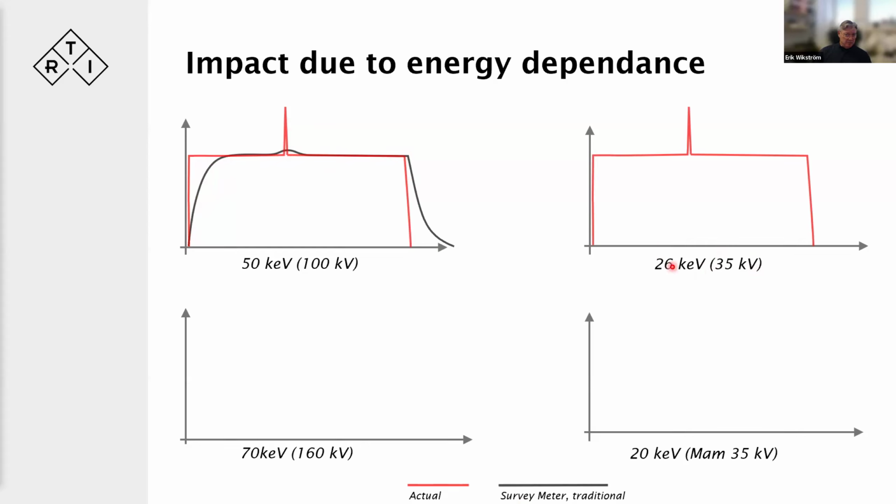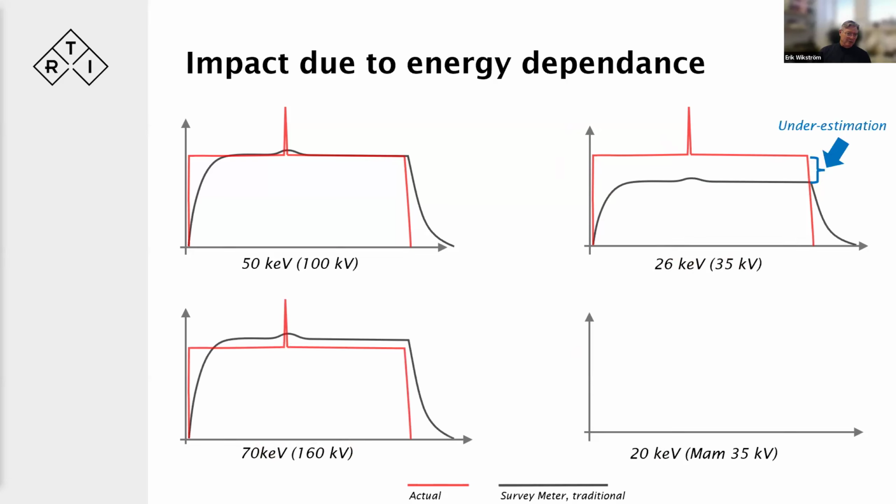Well, what happens if we have set the X-ray machine to a 35 kV set value? That gives us a spectrum of about 26 keV. So this is the actual tube output, but it will underestimate the output quite a lot because of the energy dependence. If we have set it for 160 kV for some reason, we have a 60 keV or 70 keV, and for that it will overestimate the leakage or the radiation.